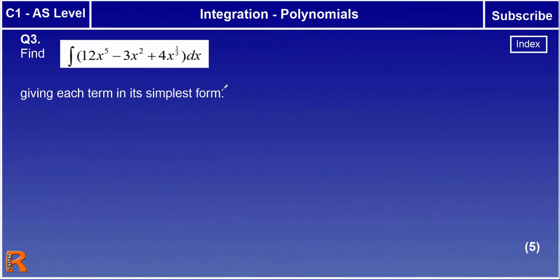Question 3. This is our first of just the basic integration questions. It's still worth 5 marks though. So you still have to integrate 3 parts. 2 of them are really straightforward. This third fraction, this fractional power, makes it a little bit complicated. But if we just write it out again, we've got 3 terms that we need to integrate with respect to x.